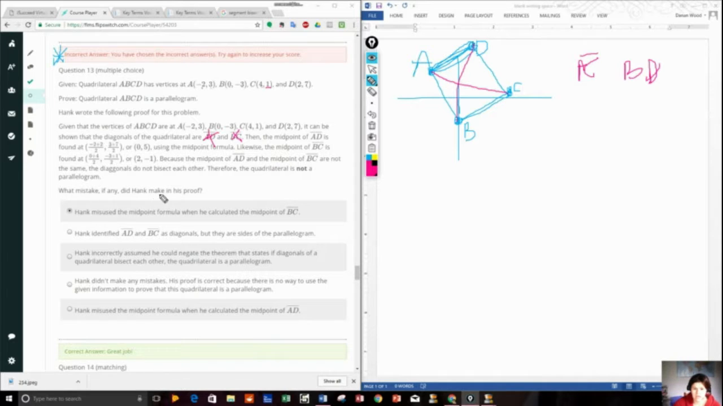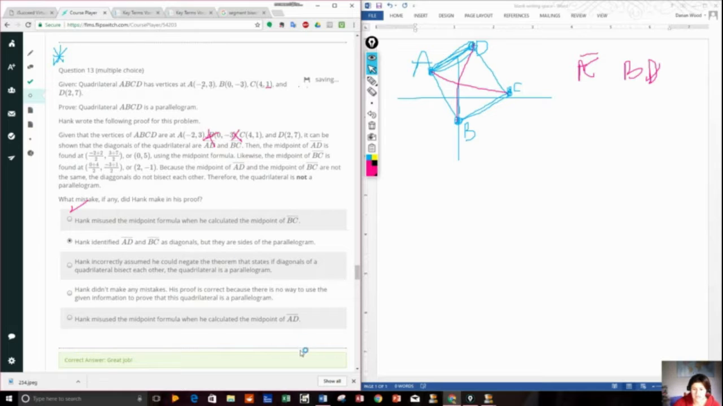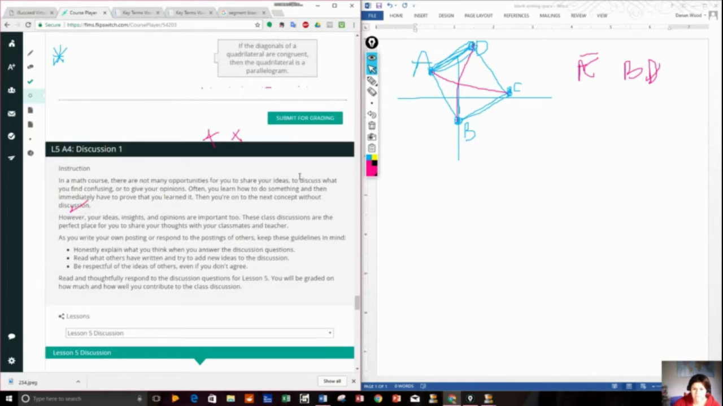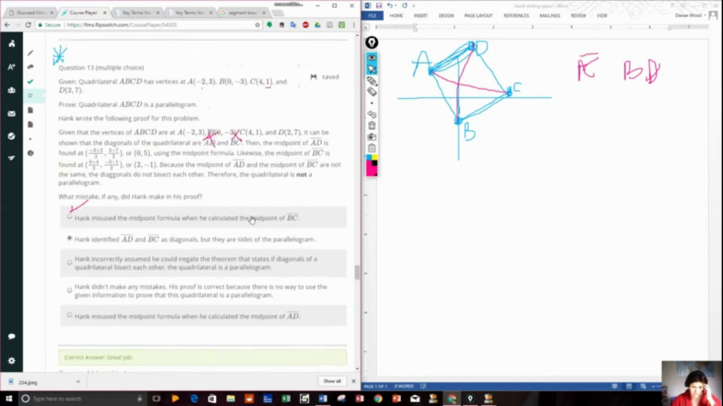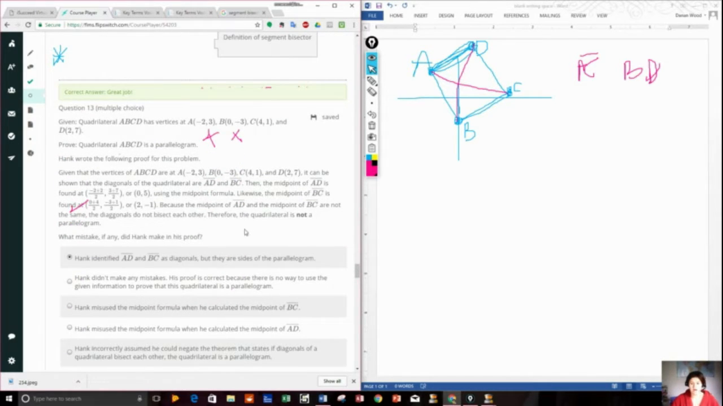What mistake, if any, did Hank make in his proof? Hank misused the midpoint formula when he calculated the midpoint of BC. No, he used it correctly. So that's okay. Hank identified AD and BC as diagonals, but they are sides of the parallelogram. Yes, that was his mistake. So let's check. Great job.